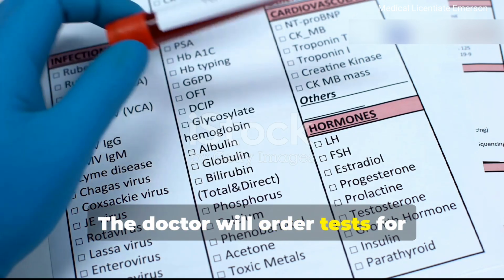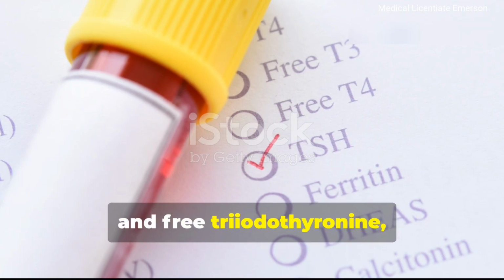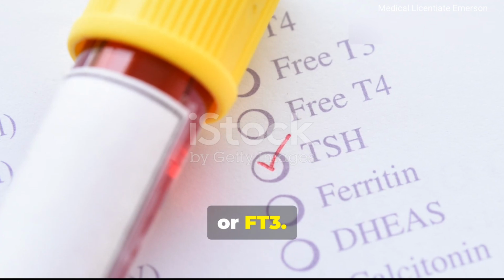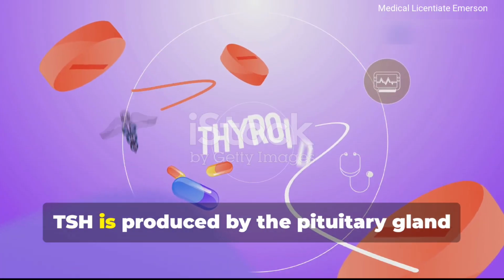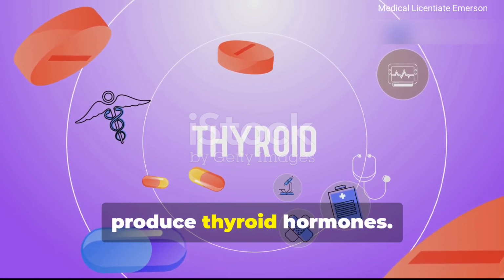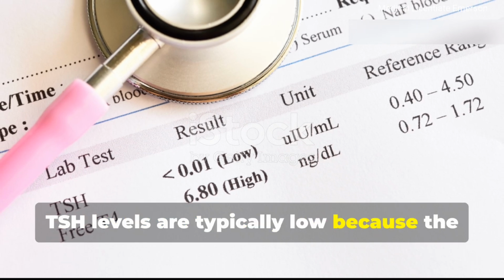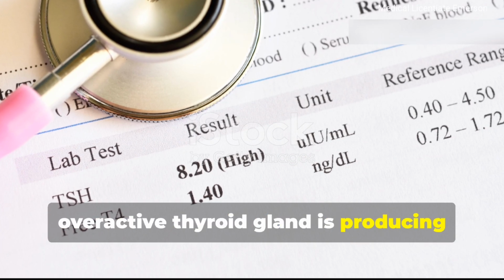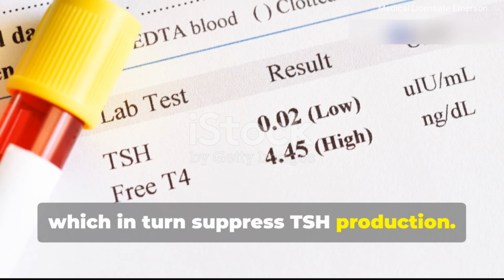The doctor will order tests for thyroid-stimulating hormone, or TSH, free thyroxine, or FT4, and free triiodothyronine, or FT3. The TSH test measures the level of TSH in the blood. TSH is produced by the pituitary gland and stimulates the thyroid gland to produce thyroid hormones. In Graves' disease, TSH levels are typically low because the overactive thyroid gland is producing excessive amounts of thyroid hormones, which in turn suppress TSH production.